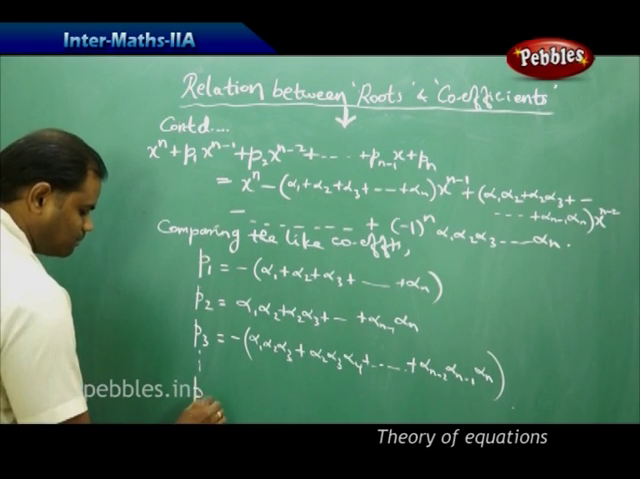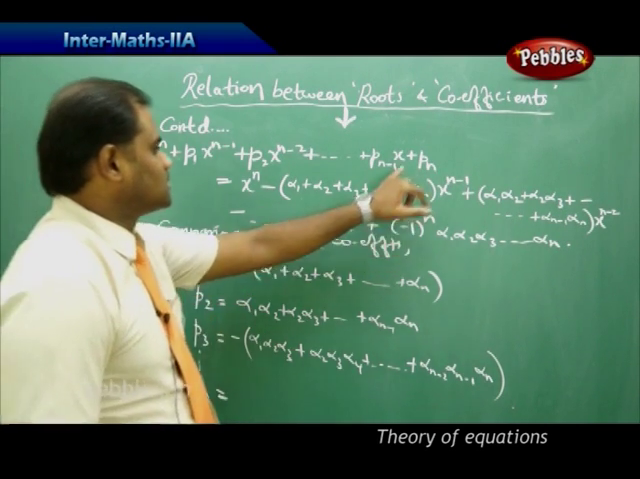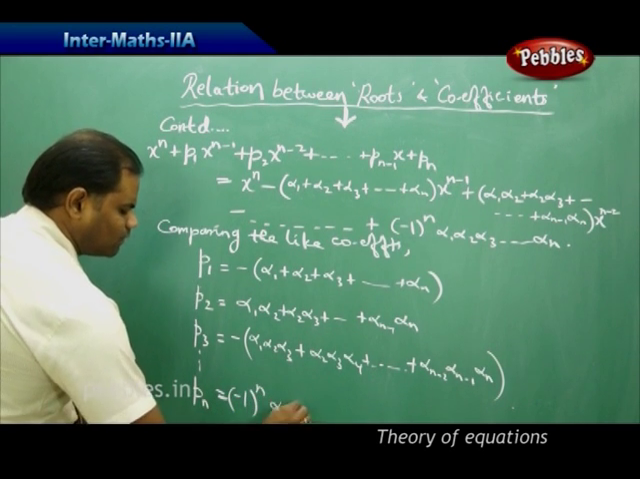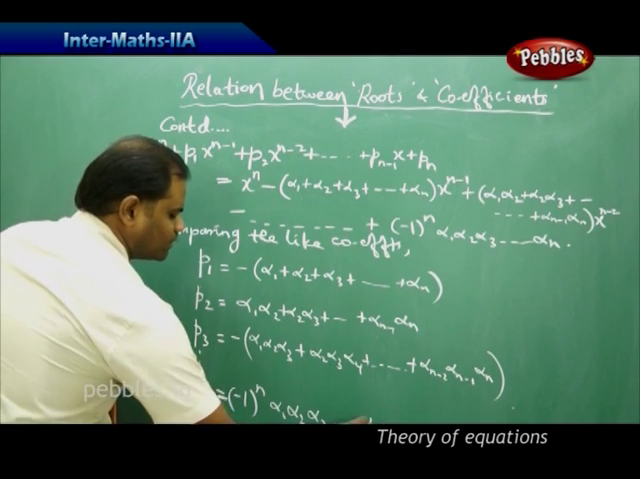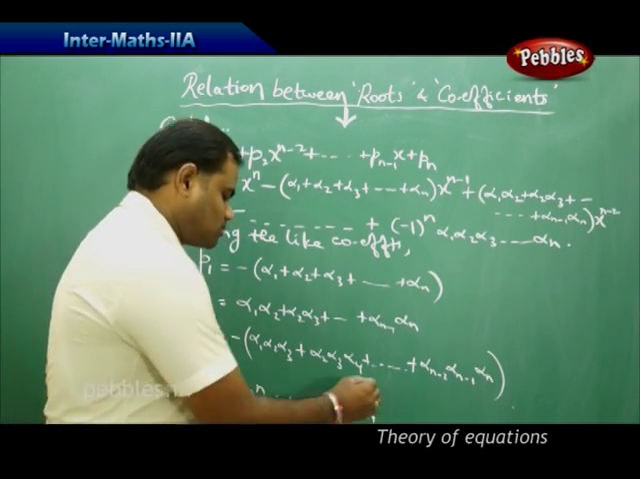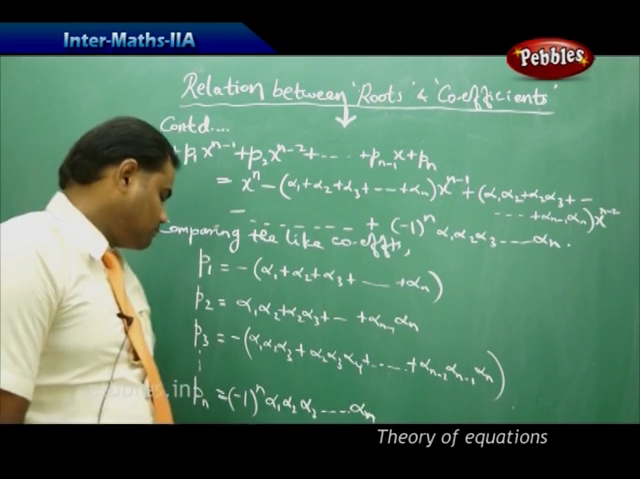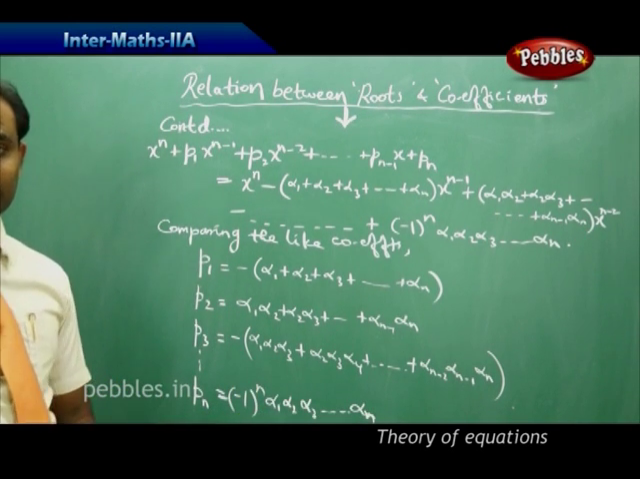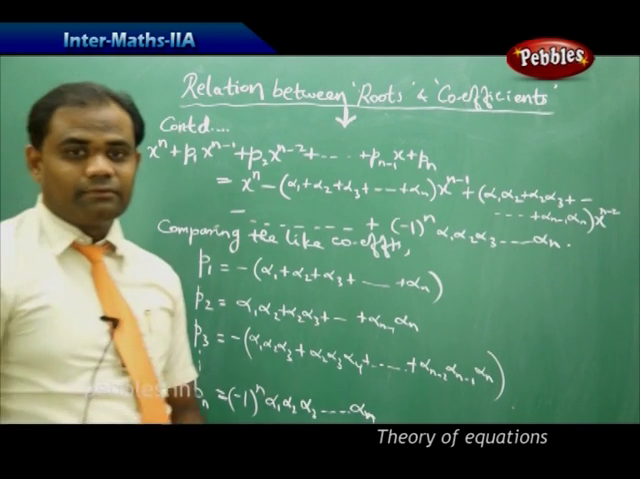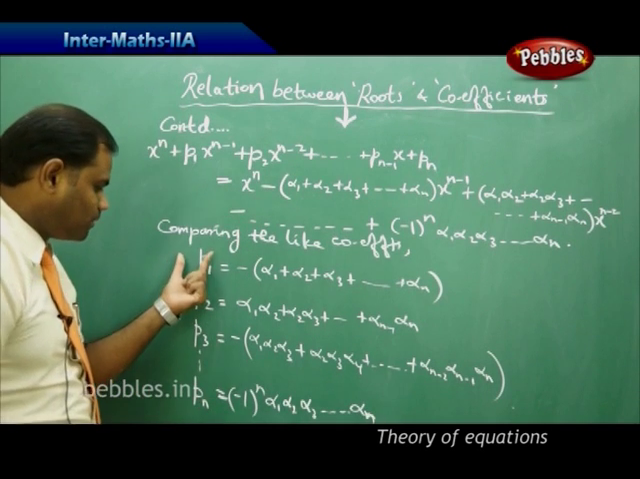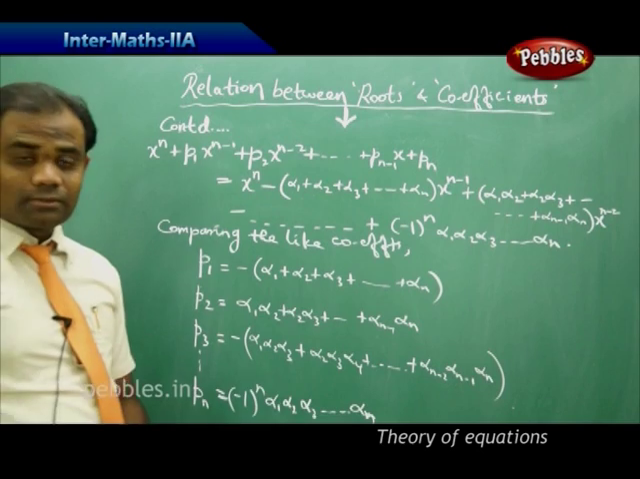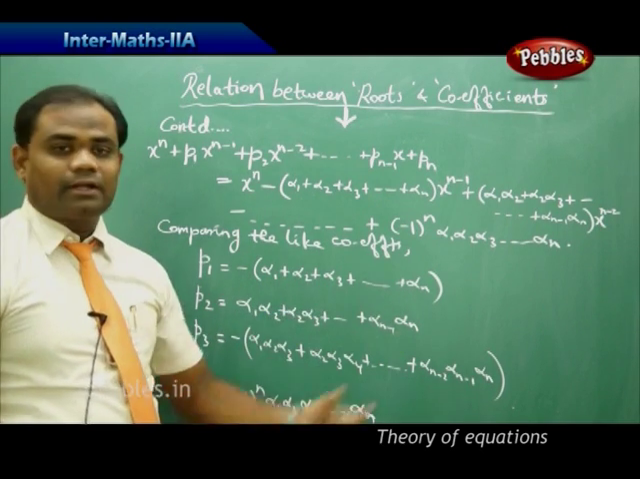I find that my Pn is the last term, which is nothing but minus 1 whole power n, alpha 1, alpha 2, alpha 3 till alpha n. So this is how we get alpha 1, alpha 2, alpha 3, and so on till alpha n, multiplied with minus 1 whole power n. Now each of these will relate the roots with the coefficients. The coefficients being P1, P2, P3, Pn, and so on, and our roots being alpha 1, alpha 2, alpha 3, and alpha n.